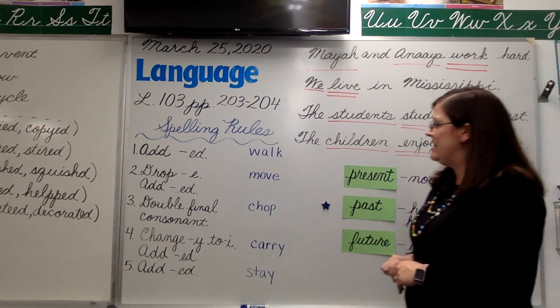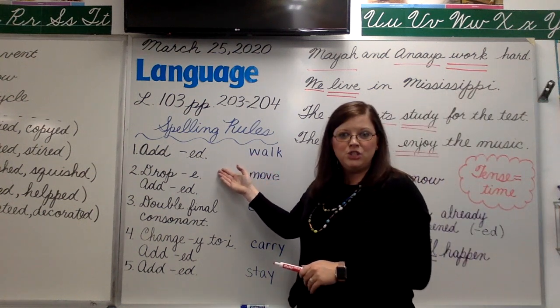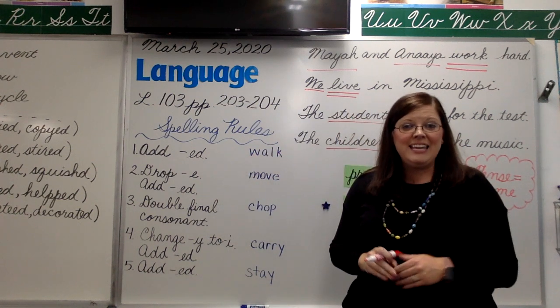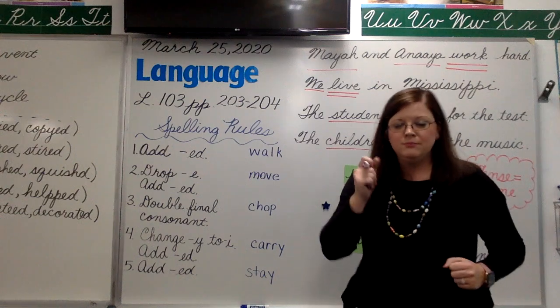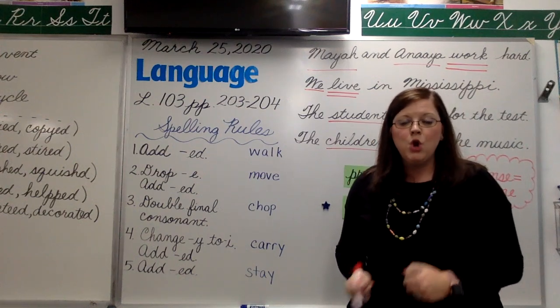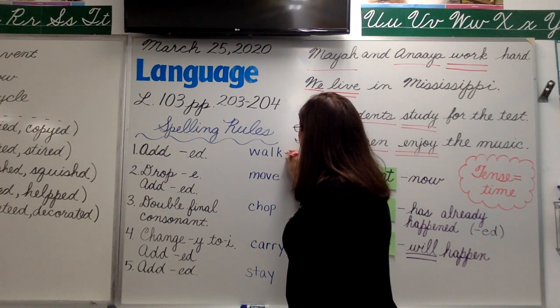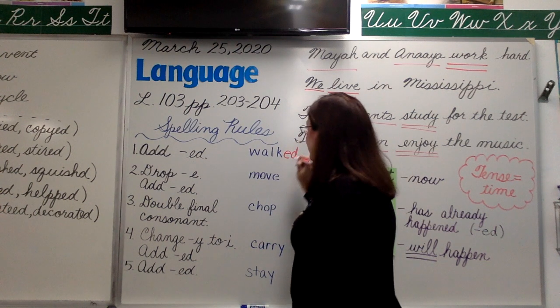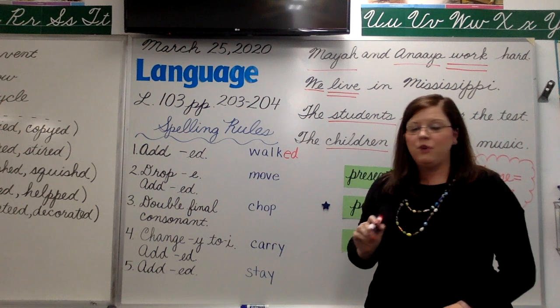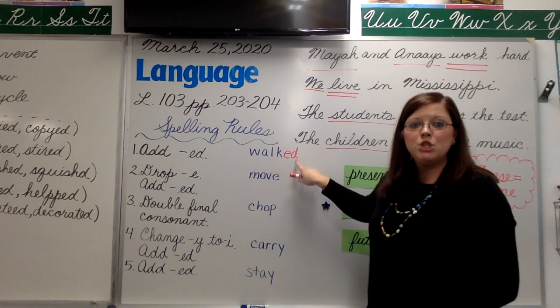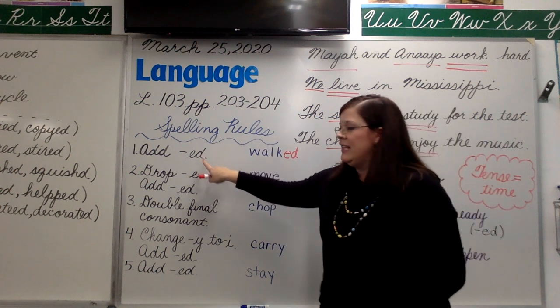The first rule is this. For most verbs, you're going to change from a present to a past by just adding ed. Walk. I'm doing that right now. Walked happened in the past. I will just add ed. I have just changed that verb from a present tense to a past tense by adding ed to the end of that word.